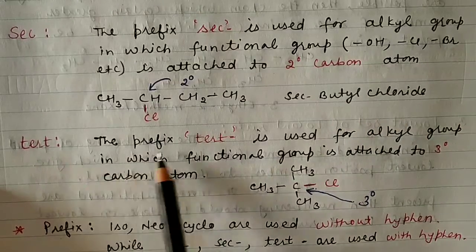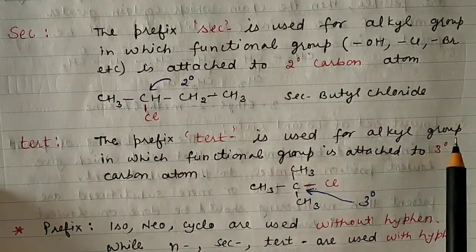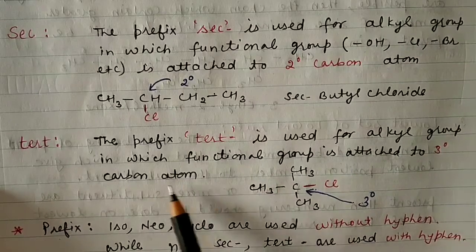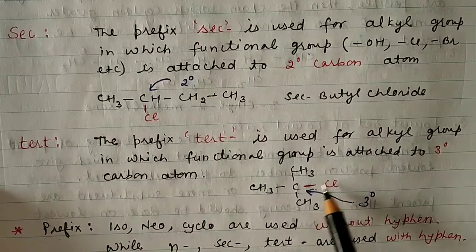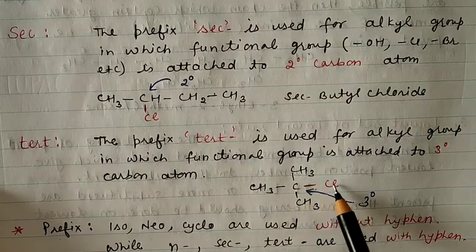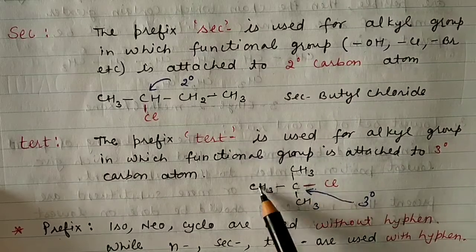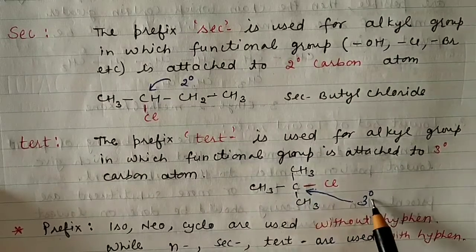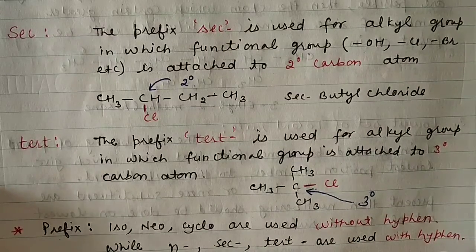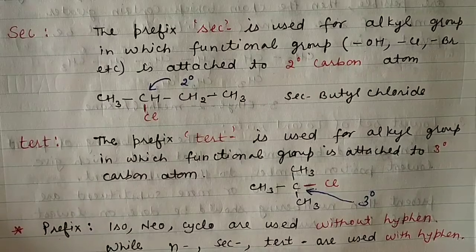Likewise, in tertiary, the prefix tert is used for the alkyl group in which the functional group is attached to a tertiary carbon atom. So this is the functional group which is attached to the carbon. The carbon which is attached to the functional group is attached with 3 carbon atoms. That's why it is tertiary carbon. So likewise we will differentiate between secondary and tertiary.